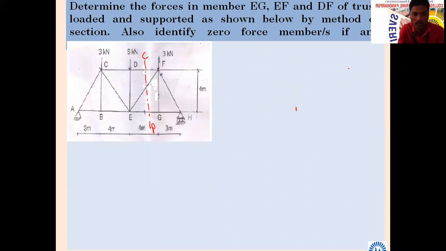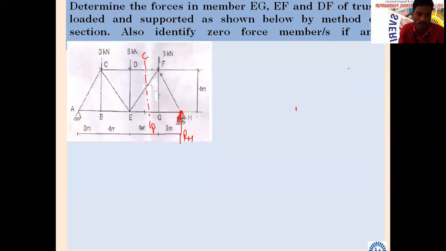What is the first task to find? Reactions. Reaction. So is there any force? Now you can apply the logic. But at point H, which support is there? Roller support. Roller. There will be one reaction. Is it correct? Yes, only one reaction will be there.